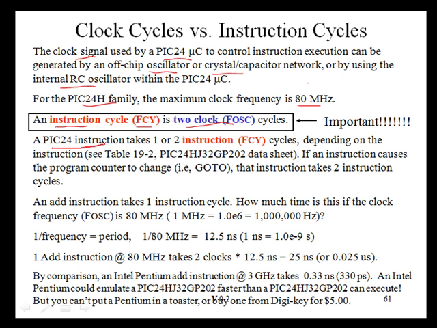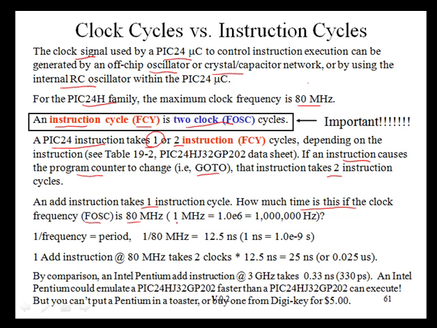Most PIC24 instructions take only 1 instruction cycle. A few take 2 instruction cycles. If an instruction causes the program counter to change, such as a goto instruction, then that instruction is going to take 2 instruction cycles. An add instruction takes only 1 instruction cycle. Let's determine how much time this is if the clock frequency FOSC is 80 megahertz.